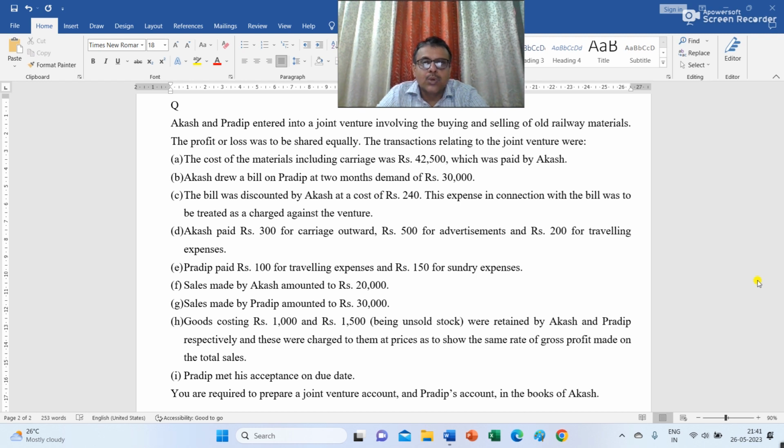Goods costing rupees 1,000 and rupees 1,500 being unsold stock were retained by Akash and Pradeep respectively, and these were charged to them at prices as to show the same rate of gross profit made on the total sales. Pradeep made his acceptance on due date. You are required to prepare a joint venture account and Pradeep's account in the books of Akash.